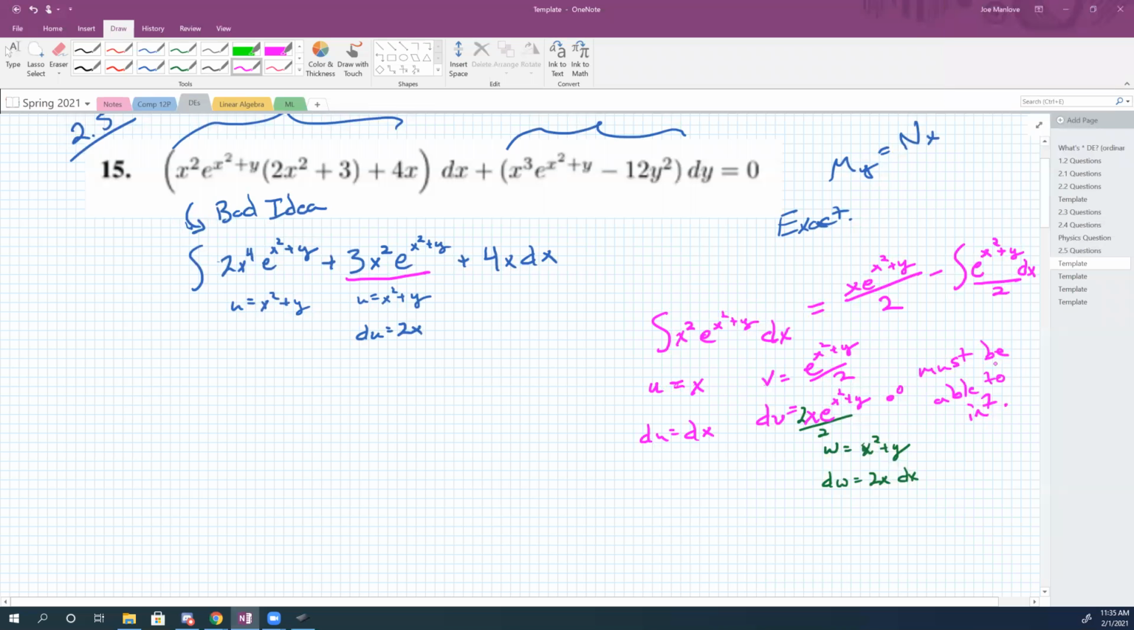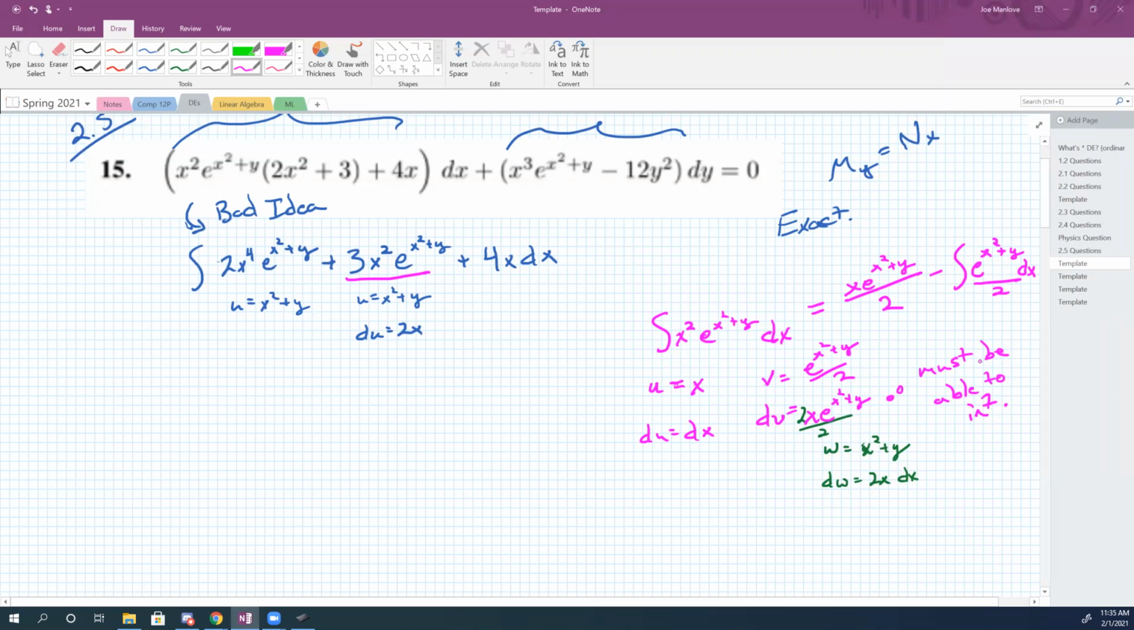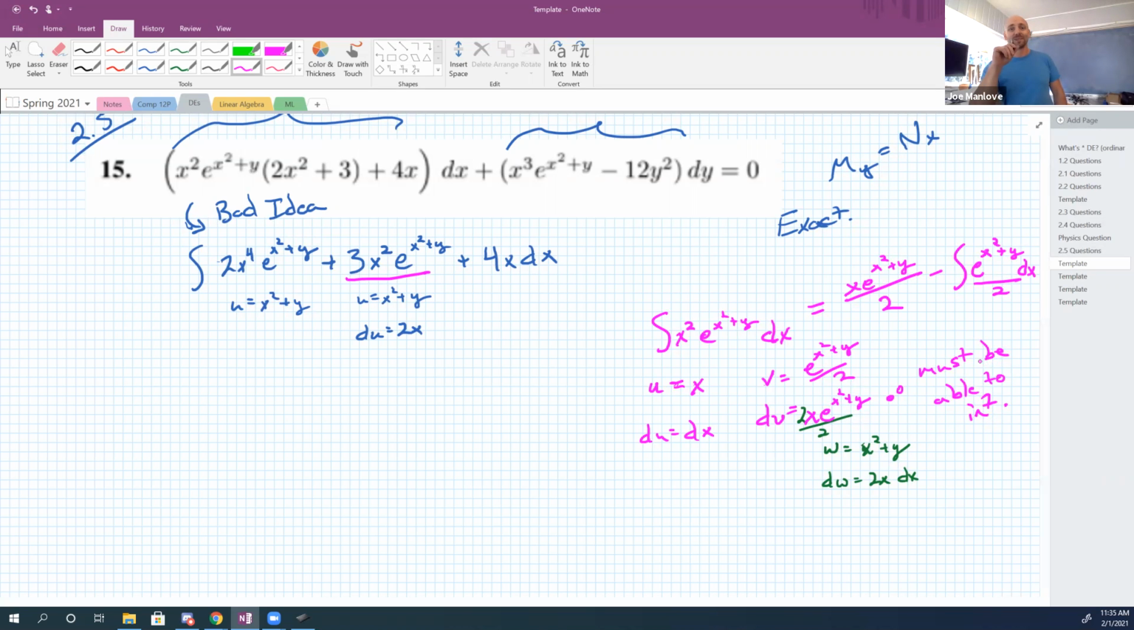There's nothing you can do to integrate e to the x squared plus y dx. Yeah, it just didn't work. That sucks. Better idea? Well, okay, so philosophically, what do you do when integration by parts fails? Cry. Yeah, that's pretty fair. Like, you spent a bunch of time on this. It didn't work.